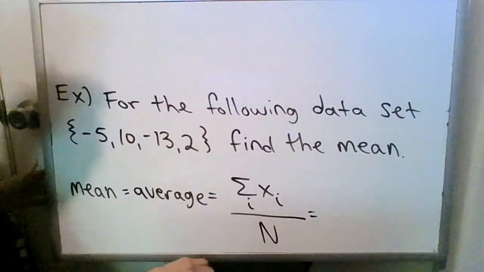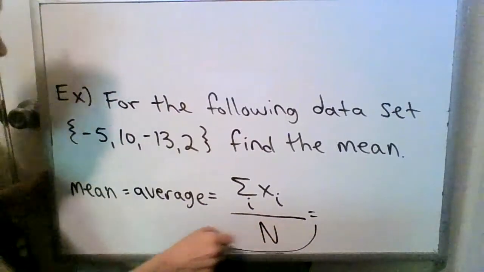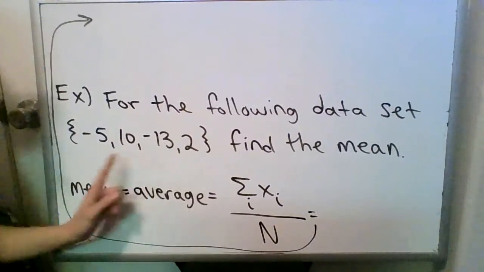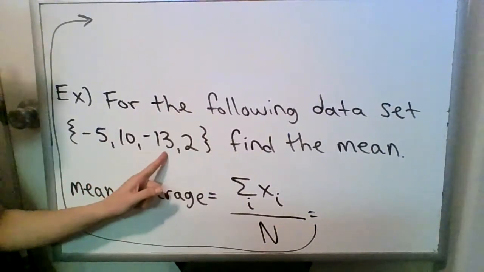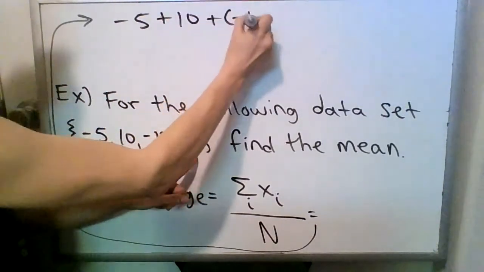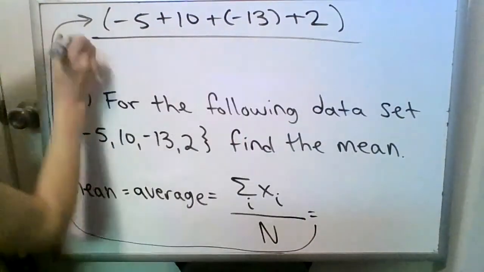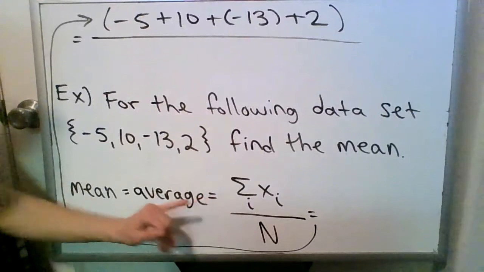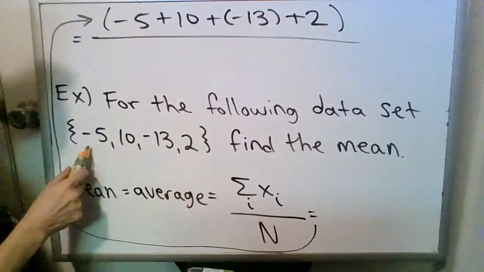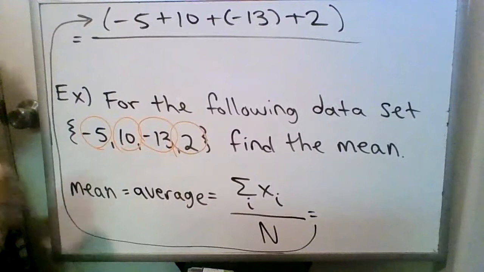Let's move up to the top of the board. So in the numerator, we're adding -5 with 10 and -13 and 2. -5 plus 10 plus -13 plus 2. And divide by n. Capital N is the number of elements in your set, which you have 1, 2, 3, 4 elements total.